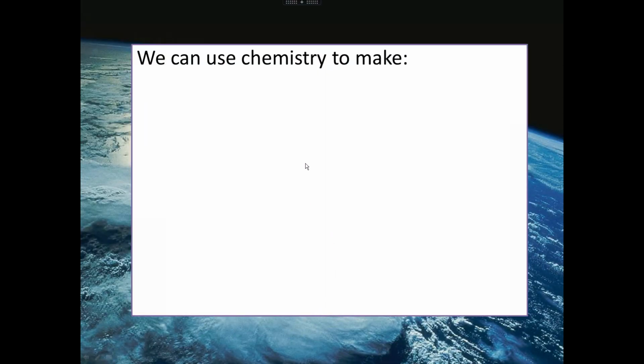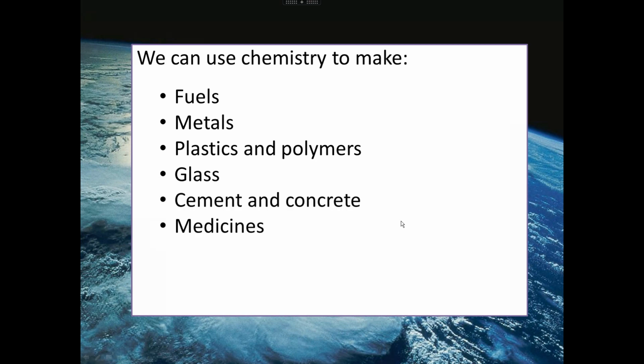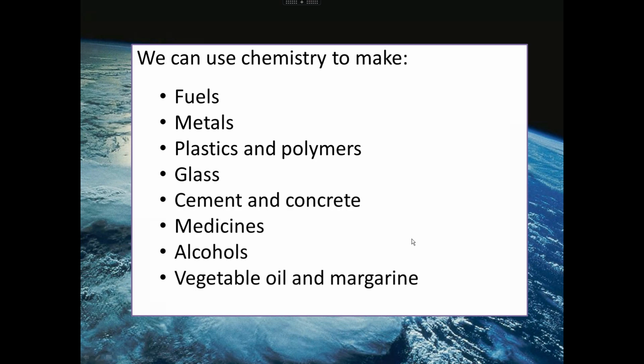We can use these elements and compounds to make fuels, metals, plastics and polymers, glass, cement and concrete, medicines, alcohols, vegetable oil and margarine. There's a very wide range of products that we can make using the resources of the earth. And it starts with finding mixtures and separating them into elements and compounds.